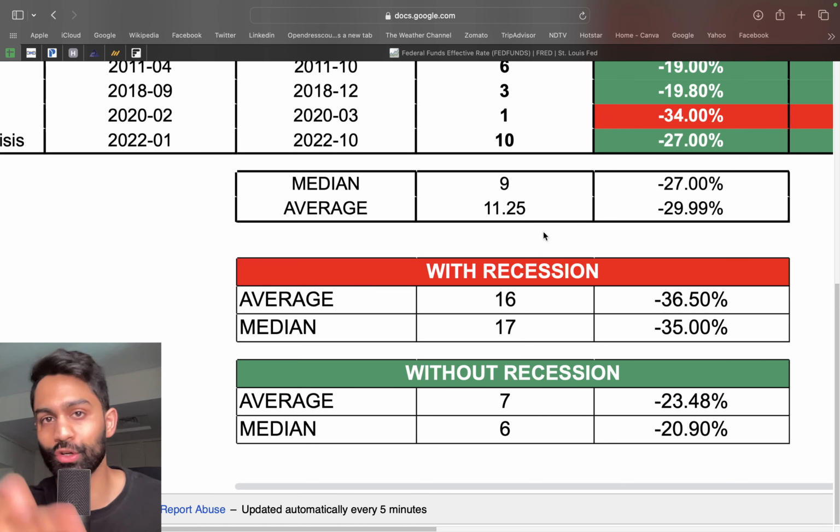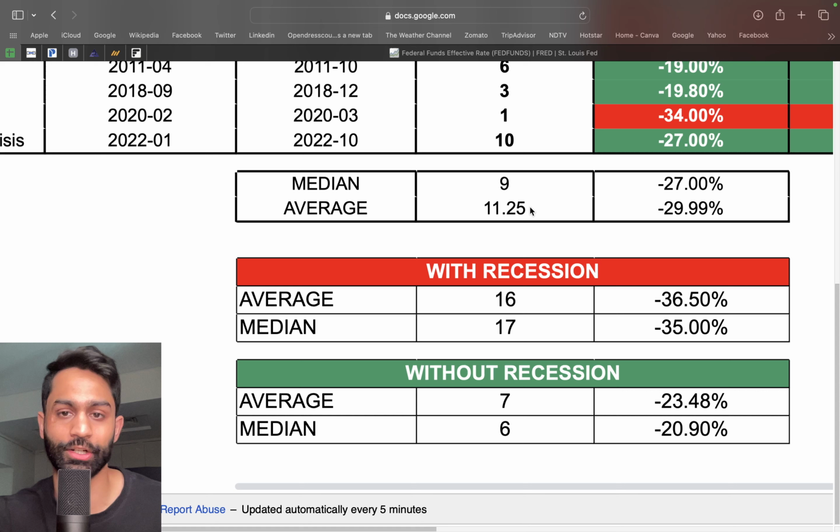If you consider all scenarios with and without recessions, the median and the average sell-off lasts about 9 to 11 months. So just consider it under a year. And the sell-offs are somewhere between 27 and as much as 30%, which of course is the average and the median of these two over here.